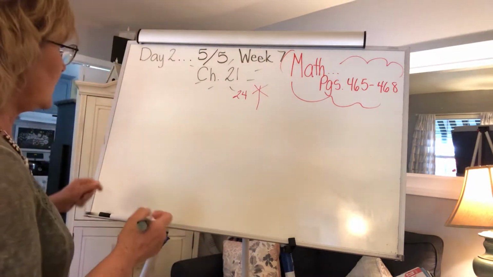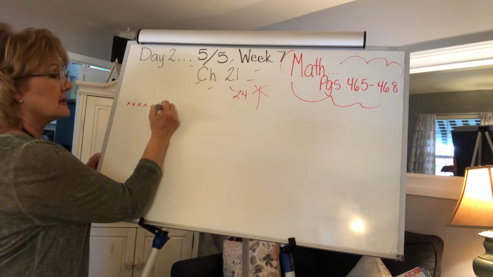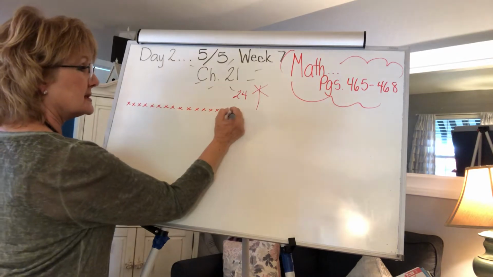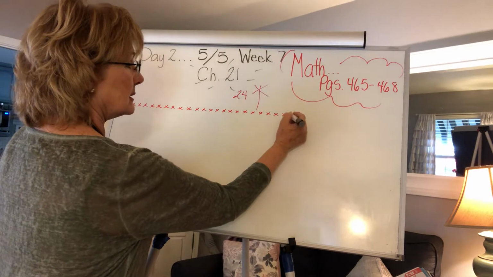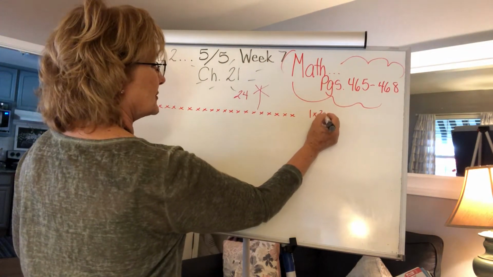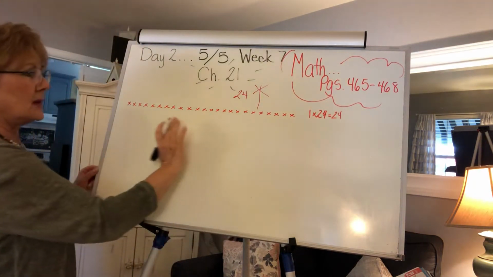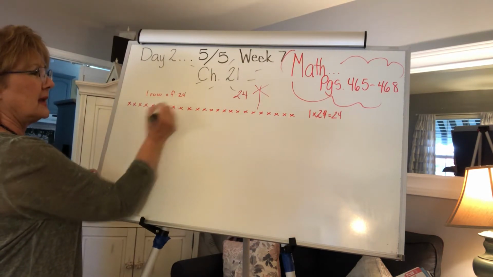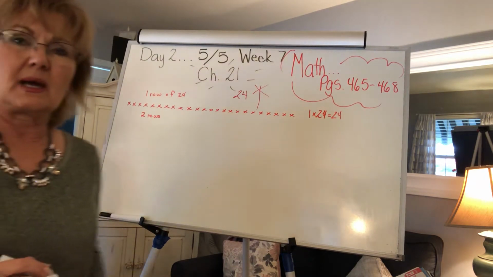Okay, you can have one row of 1, 2, 3, 4, 5, and so on up to 20. Why'd they pick 24? So what would that be? That would be 1 times 24, right? Equals 24. So you can have one row of 24.